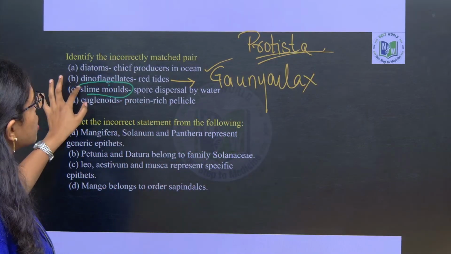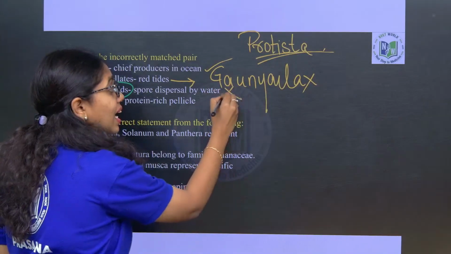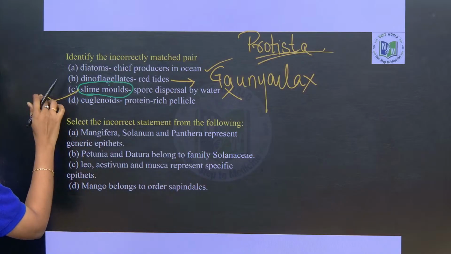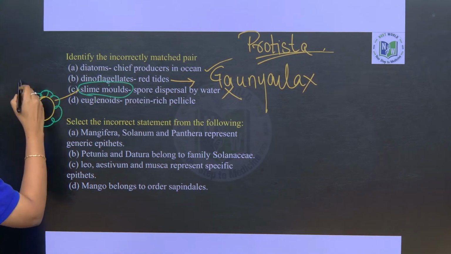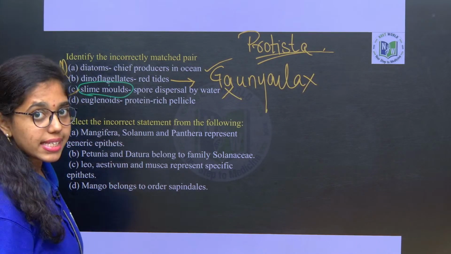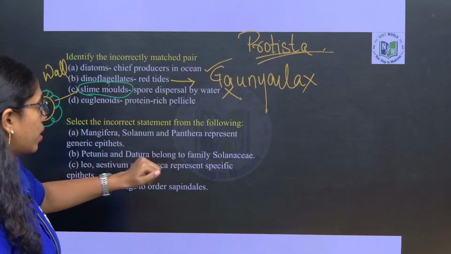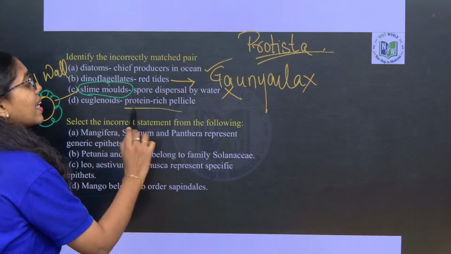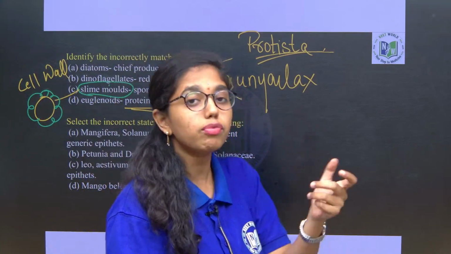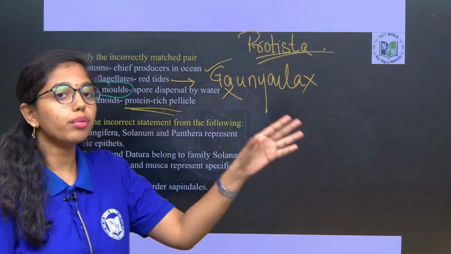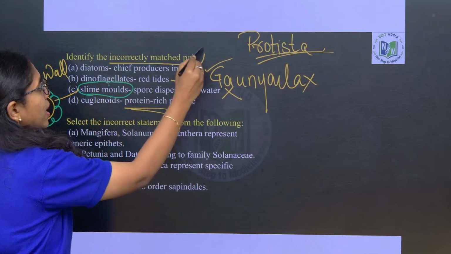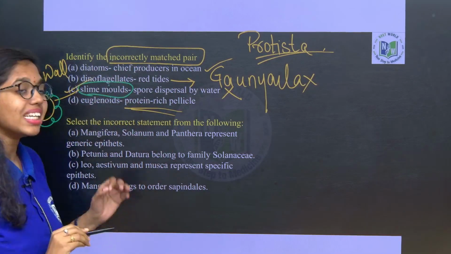Slime mold spore dispersal is by water. Wrong. Slime molds do not have a cell wall, but the spores released by slime molds have cellulosic cell walls and they are not dispersed by water, beta. Next, euglenoids do not have a cell wall, but they have a protein rich layer called pellicle, which makes their body flexible to move in any water bodies. So, here we have to choose the incorrectly matched pair. We will go with option C.